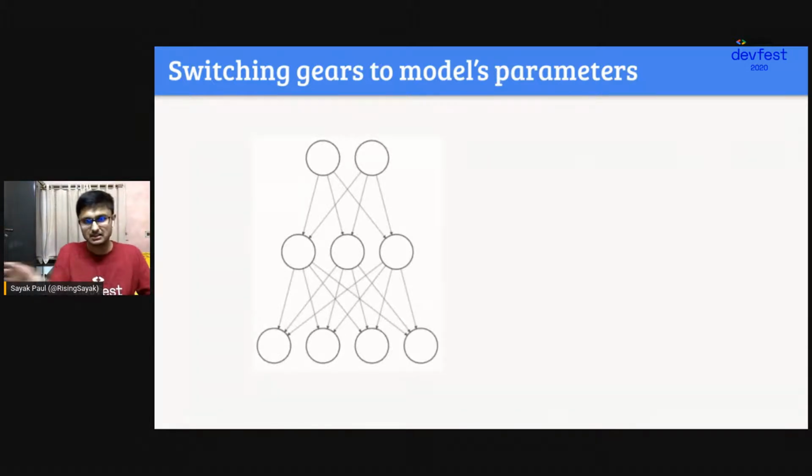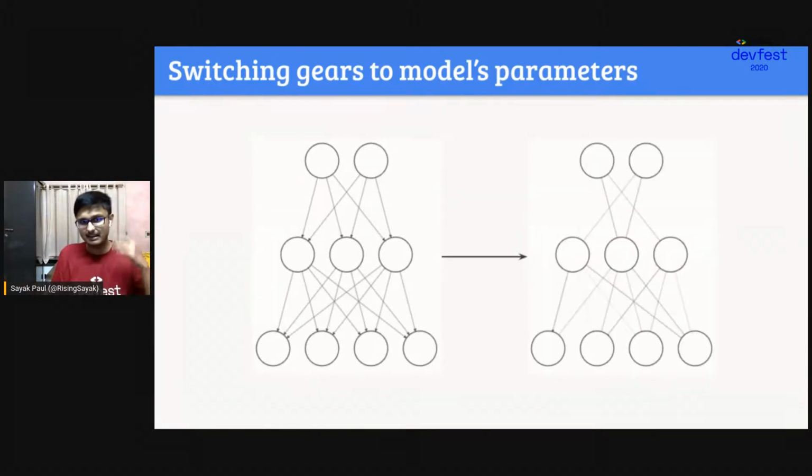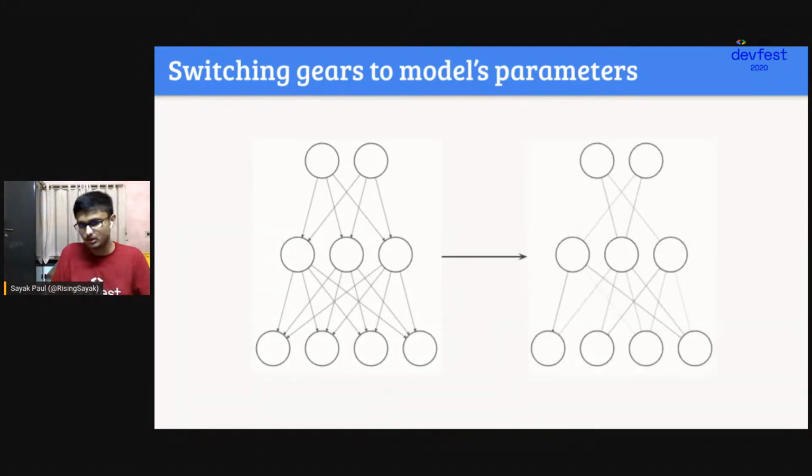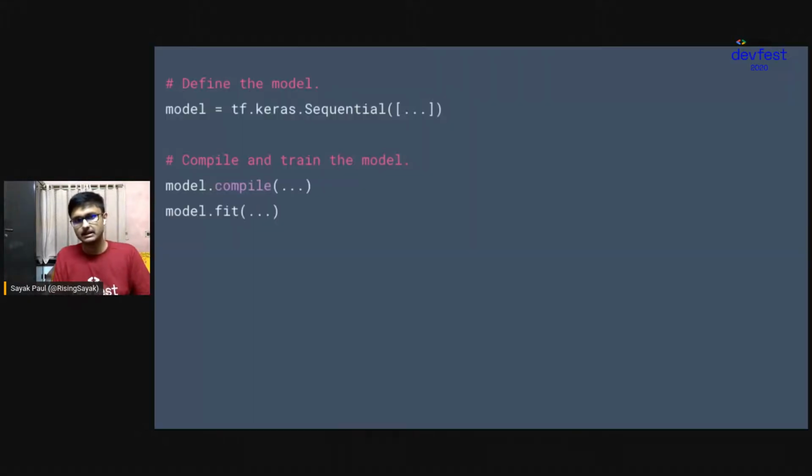So switching gears to model parameters. This is like a fully connected model, a shallow fully connected model. And after getting pruned, it may look like this.